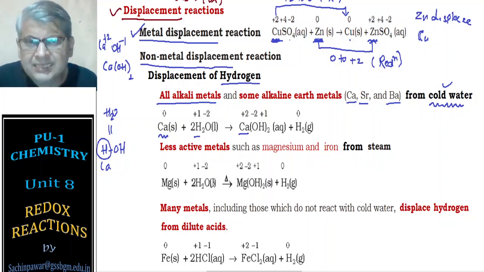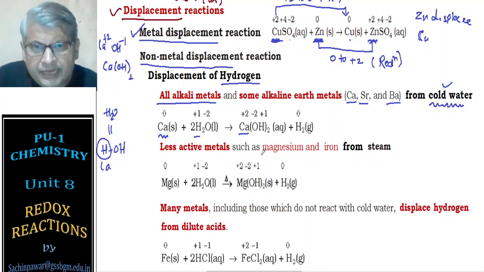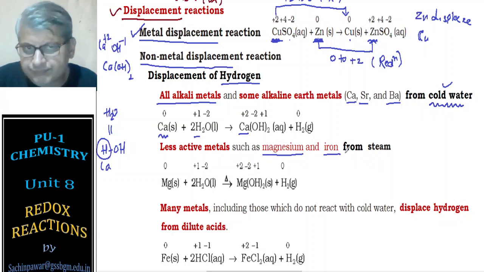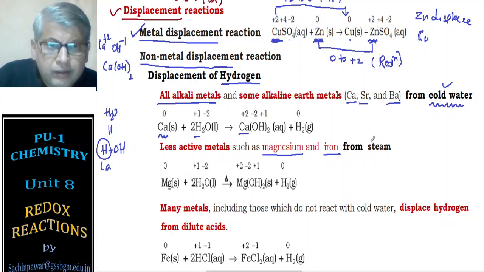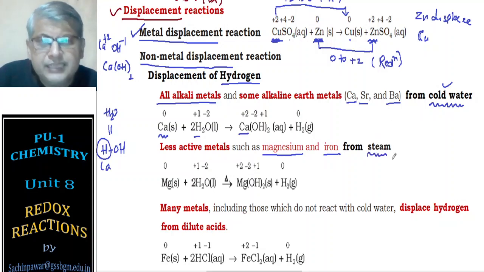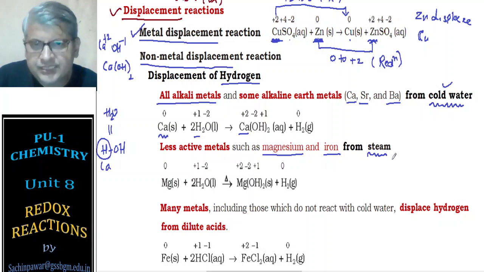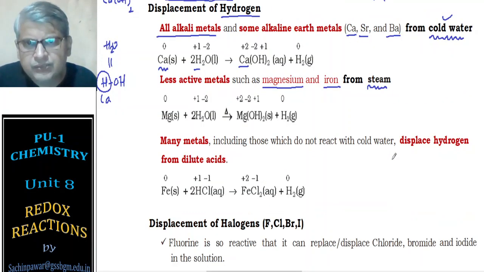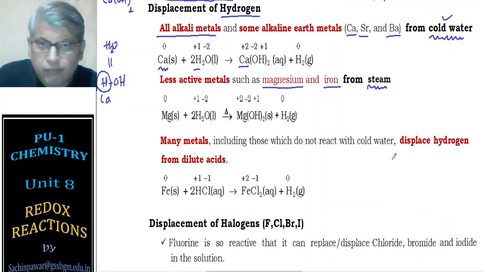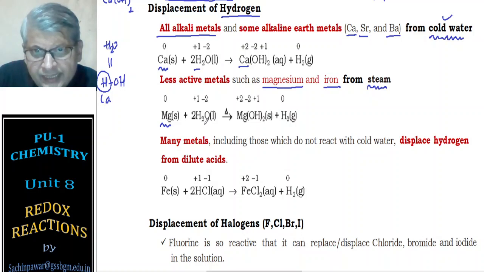Okay, there are some less active metals like magnesium, iron. They do not react with the cold water because they are less reactive, but they can displace hydrogen from steam. Steam is again a vapor phase of liquid, vapor phase of the water molecule. Again water, you see here magnesium is displacing hydrogen and forming magnesium hydroxide.